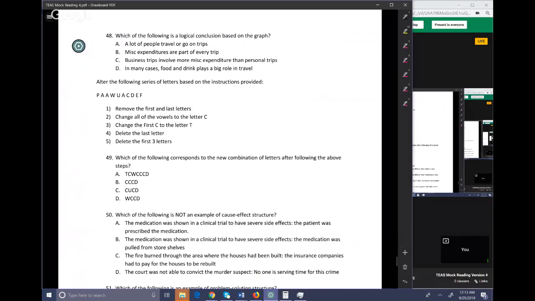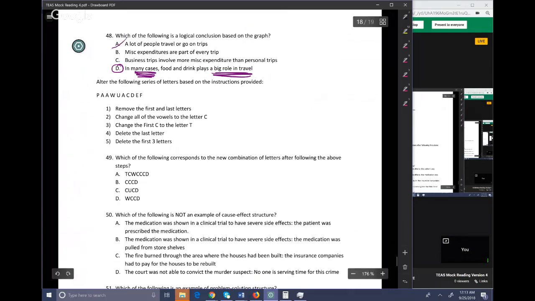So the next question is, what is a logical conclusion based on the graph? And the answer is D. In many cases, which is a relative term, food and drink play a big role in travel. Since that's the biggest number on the graph, we can assume that frequently that is a big part. Even if it's not the biggest part in somebody else's vacation, it is a part, and it is a big part. The graph doesn't show anything about how many people travel, so A would be totally out.